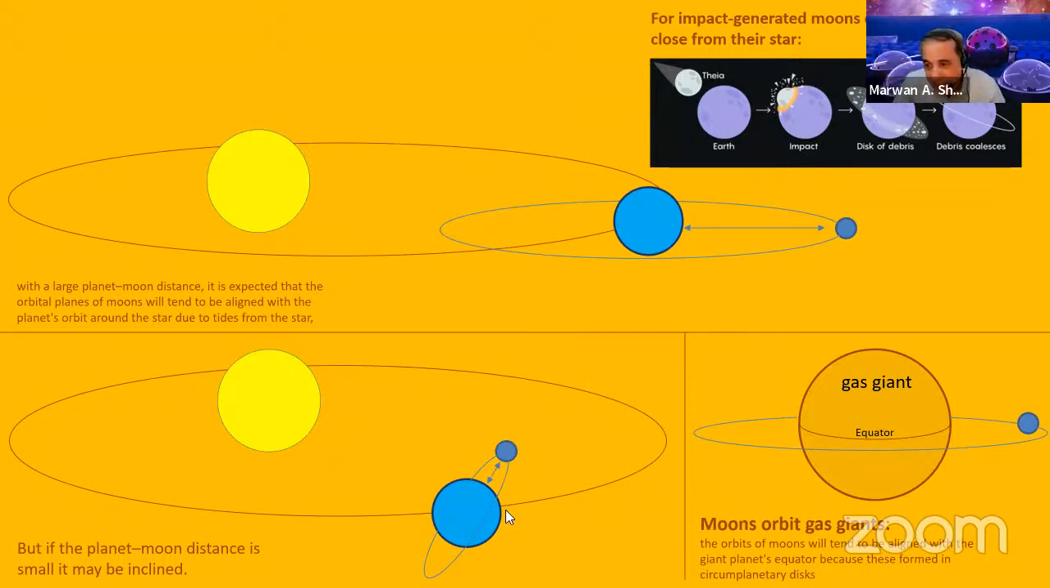orbit around its planet. When you have moons orbiting gas giants, the orbits of moons will tend to be aligned with the giant planets. So when you see a giant gas planet, it is more likely that the exomoon, if any, is aligned with the disk by which the planet was formed. This is also a hint when you observe or detect an exomoon.